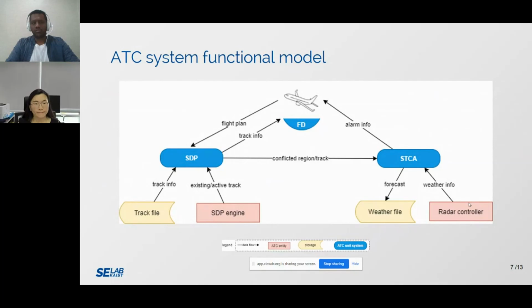The air traffic control system is obviously a very complex system, with different systems connected to each other, and it's not possible to represent the ATC system as a whole. But we have selected a few systems for our investigation. So we have identified three relevant systems in the ATC, including the surveillance data processing system, the short-term conflict alert system, and also the flight deck, which contains the software embedded in the aircraft.